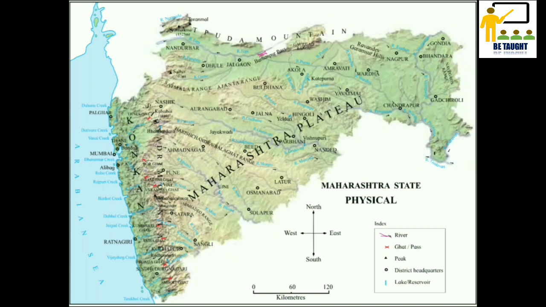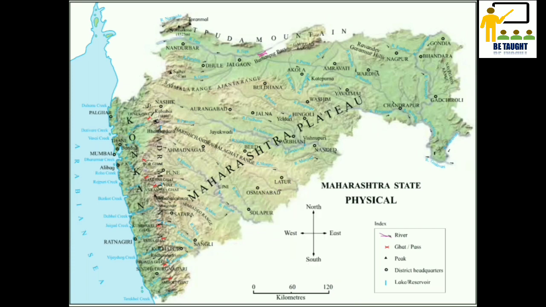What is the name given to the region to the west of this mountain? It is the Konkan region. On the shore of which sea does this region lie? It is the Arabian Sea. What is the area to the east of the Sahyadri mountain called? Yes, it is called the Maharashtra Plateau.